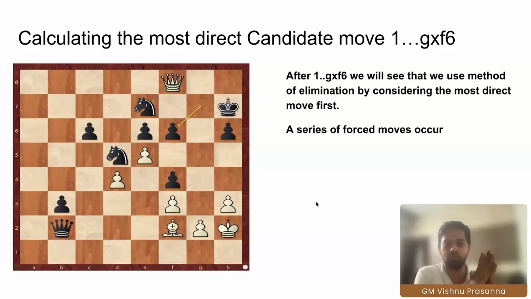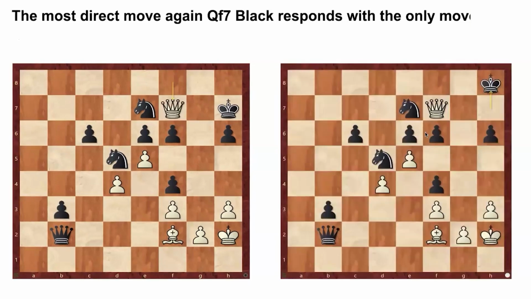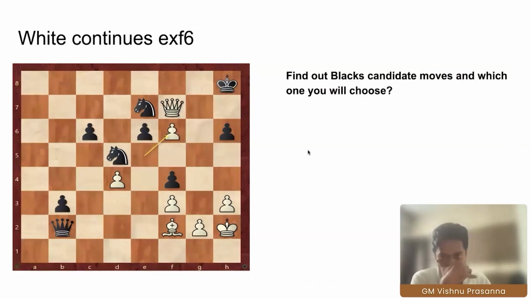So after g takes f6, we use the method of considering the most direct move first. Just by looking at the moves, I'm not able to calculate which is the worst move. So I'm considering g takes f6 first. So queen f7 check, king h8. If you are able to see very quickly that king g6 leads to mate, you can eliminate it first. For the purpose of the group, I'm going a bit slow, but if you're able to eliminate one move, it is very good. That's where you should start your calculation. So queen f7 check, king h8, e takes f6.